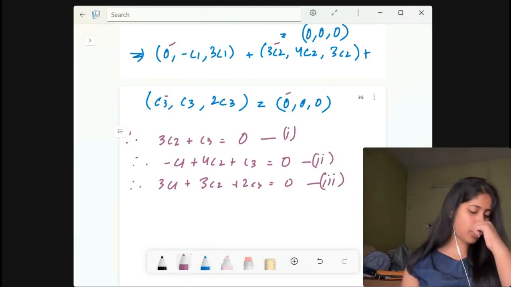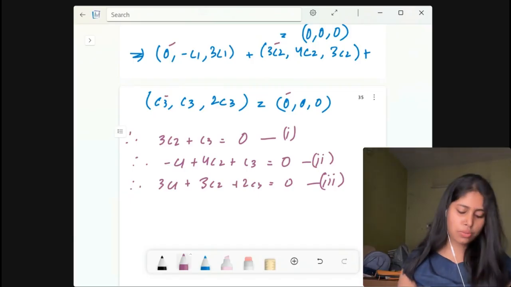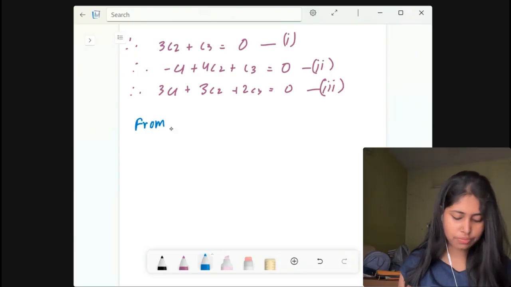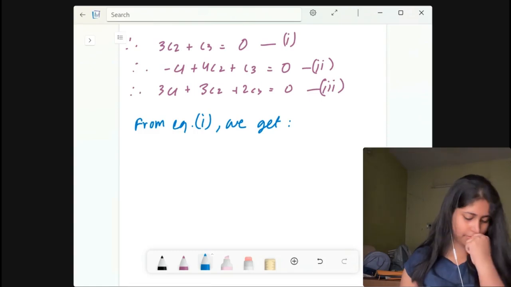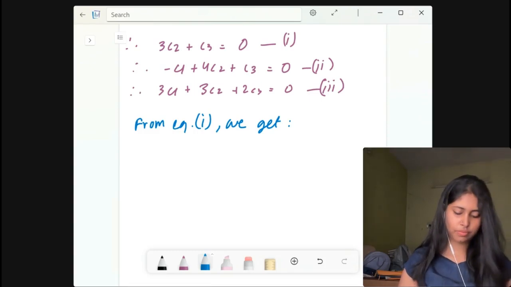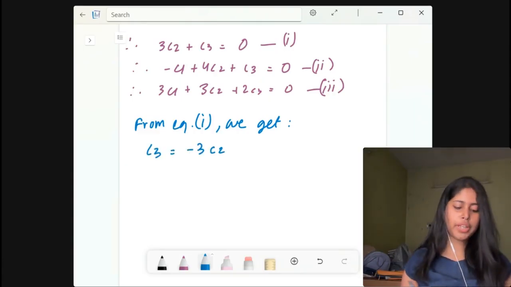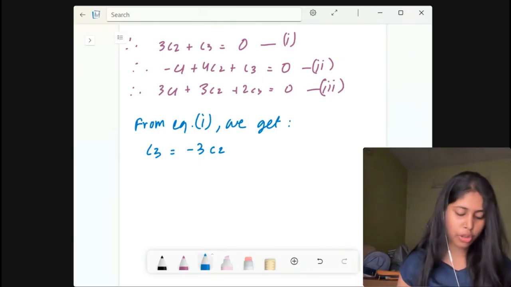Now from equation 1 we can directly see that C3 equals minus 3C2, right? So from equation 1 we get C3 equals minus 3C2. All right, now if you put the value of C3 in equation number 2, then what do you get?